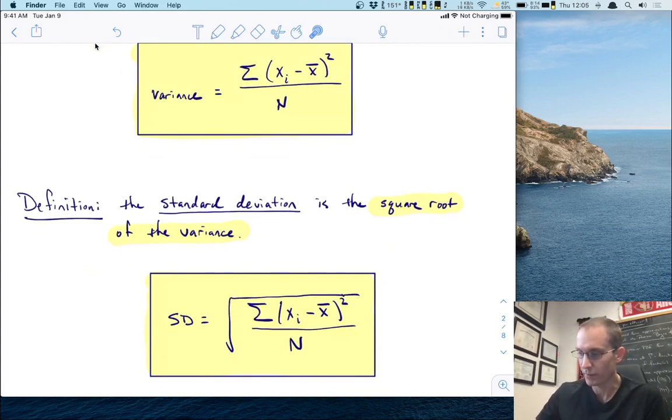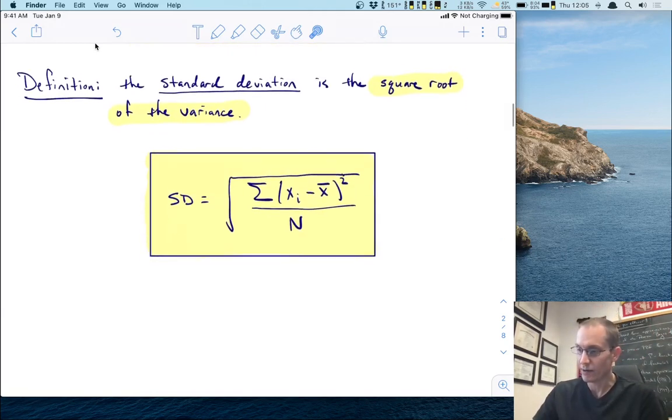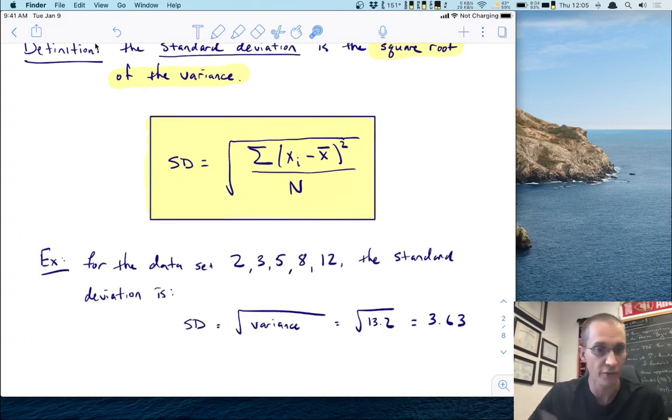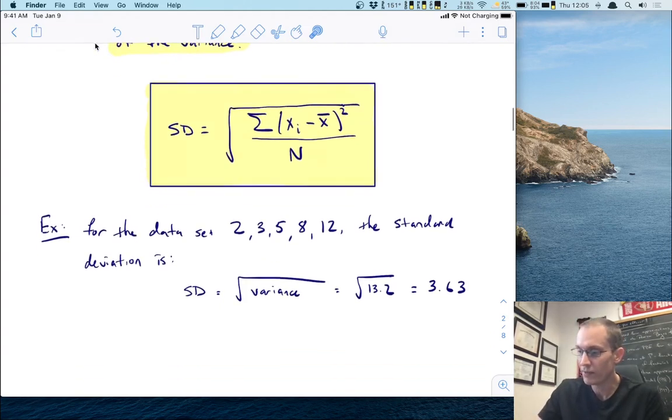And so there's the formula. Again, you just compute the variance as the average squared deviation and then you take the square root to get the standard deviation. Now there's some notation that we're going to be using a lot this semester, but before that, let's just mention here that if we take that data set that we started with, the standard deviation is the square root of the variance.